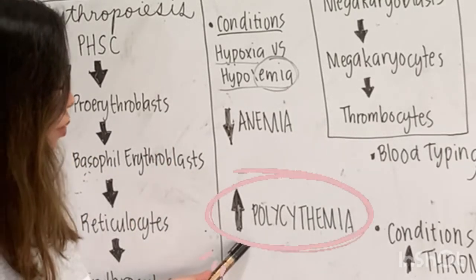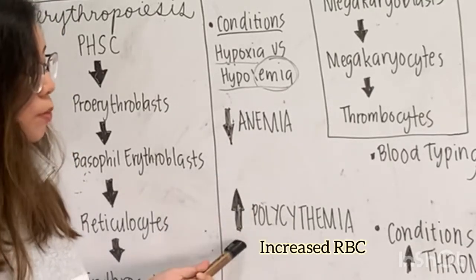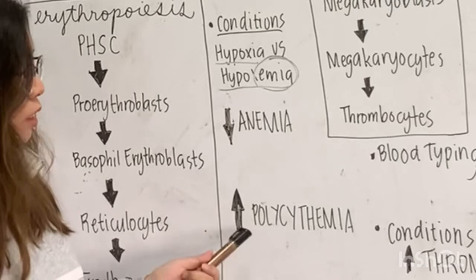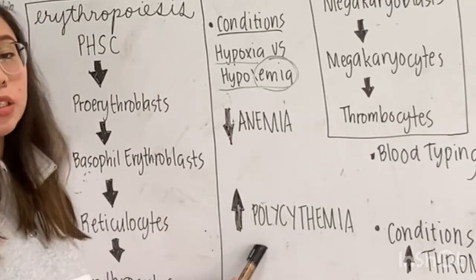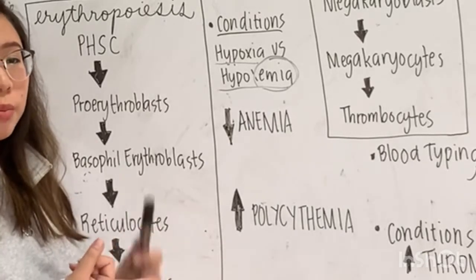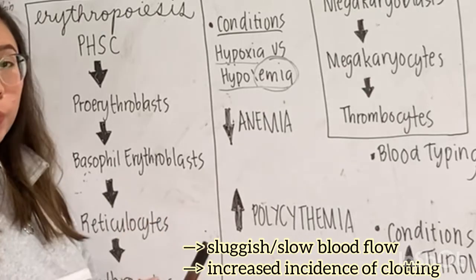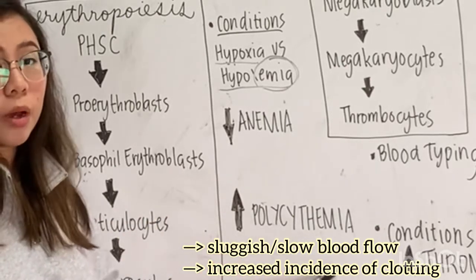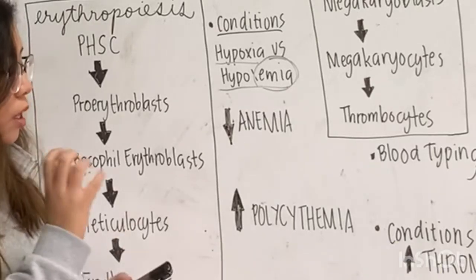Then you have polycythemia. This is the opposite of anemia. If there's increased RBC in the blood, then it is called polycythemia. If there are too many red blood cells, that can lead to sluggish or slow blood flow because they are crowded, and can lead to increased blood clotting. Okay, possibly a blood clot.